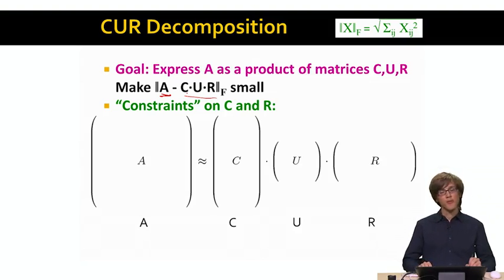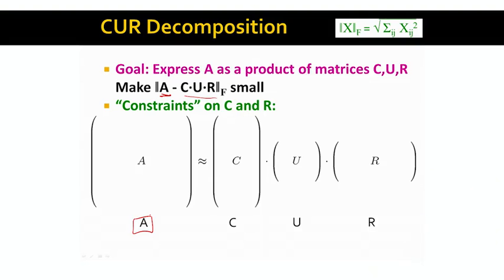And the way we will think about this is the following. We are given matrix A as an input. We want to express it as a product of three special matrices, C, U, and R. And as with singular value decomposition, we will put some constraints on the structure of matrices C and R. The way we do these constraints is very interesting. So let's see how we are putting constraints on C and R.